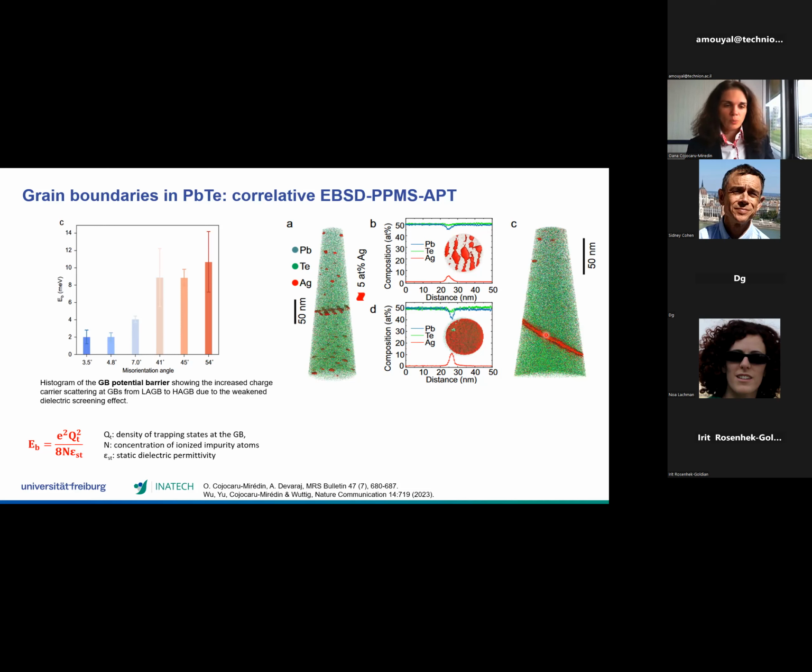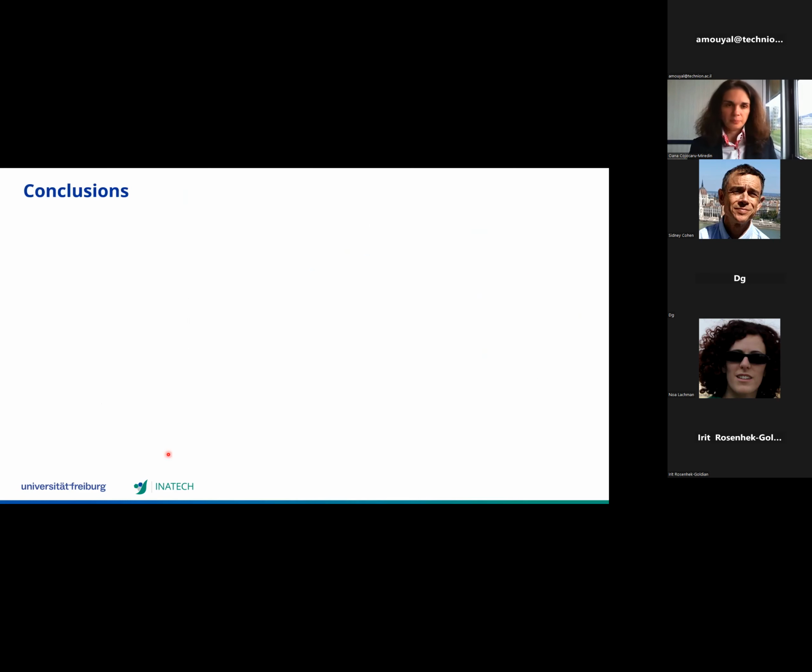And this work also opened several other questions, because we know that, for example, the barrier height is also proportional to the density of trapping states, and inversely proportional to the concentration of the ionized impurity. We also have the static dielectric permittivity, which would be very interesting to determine for the grain boundary. So you see that it opens more questions, and maybe in the future we could really determine these parameters and go towards electronic transport at the nanoscale.